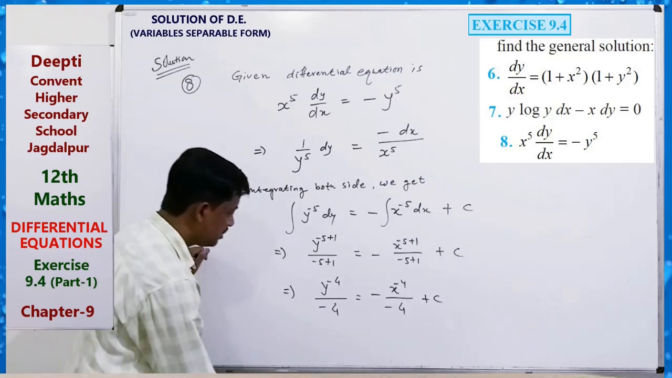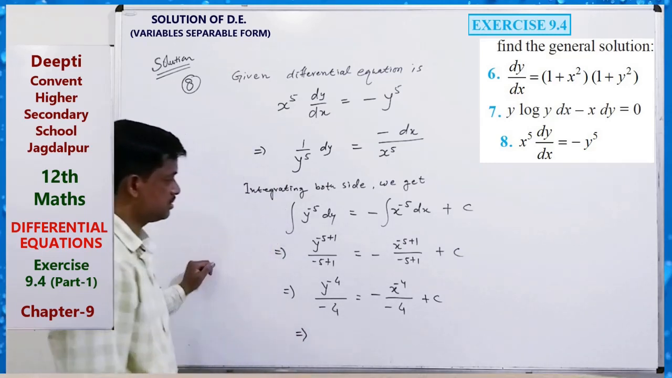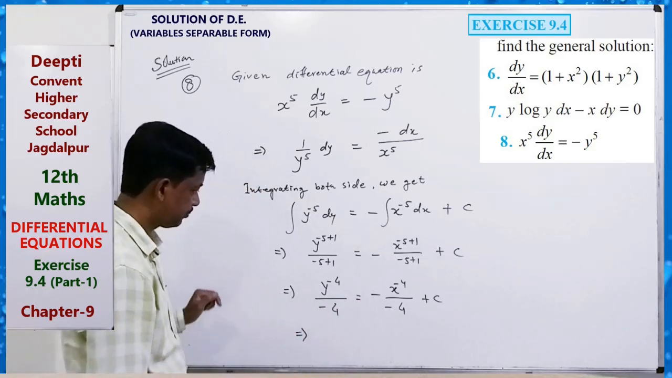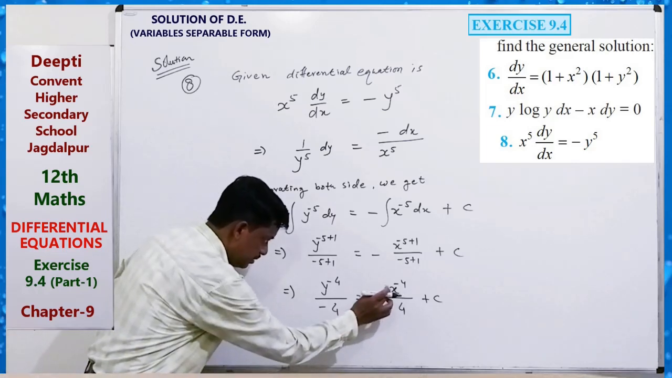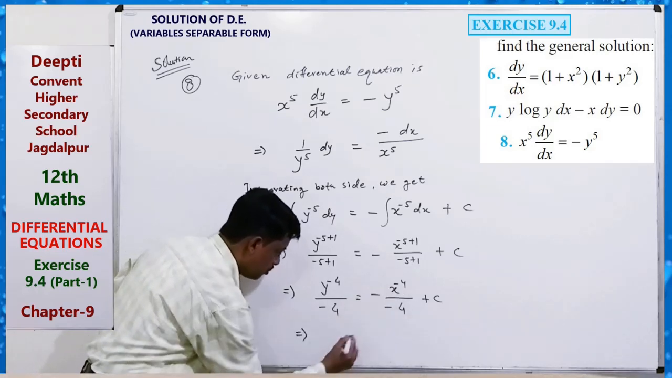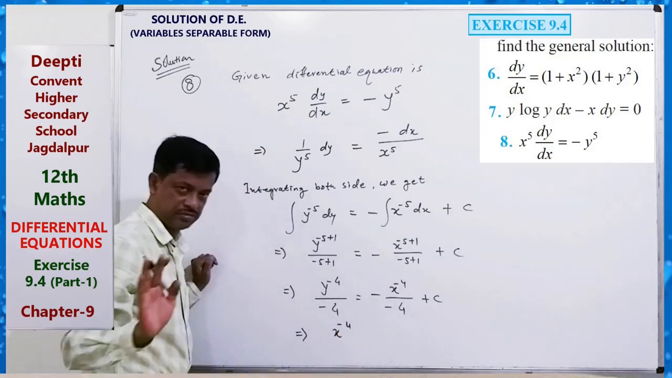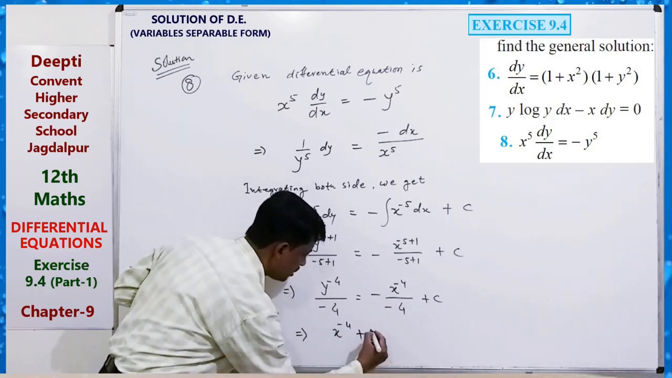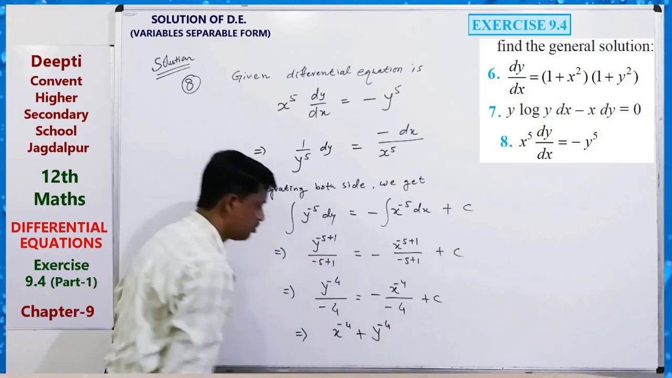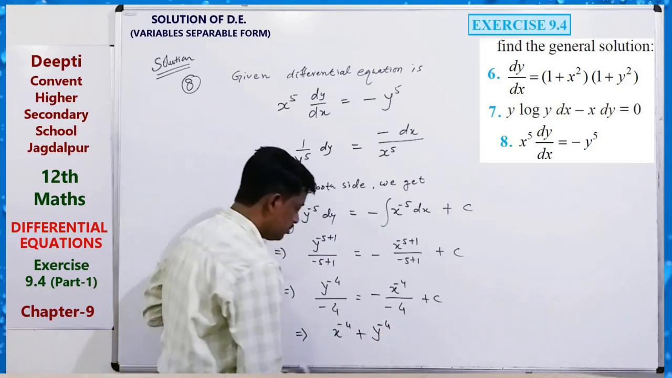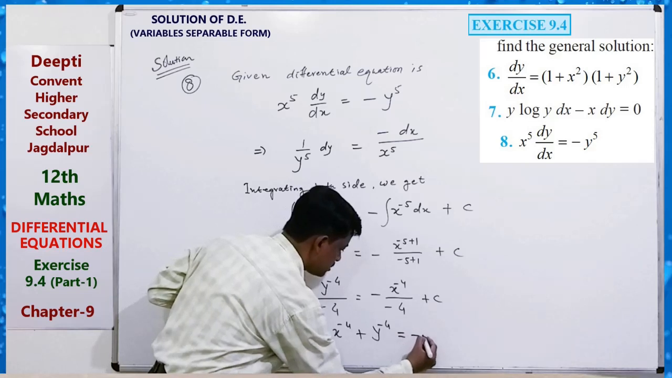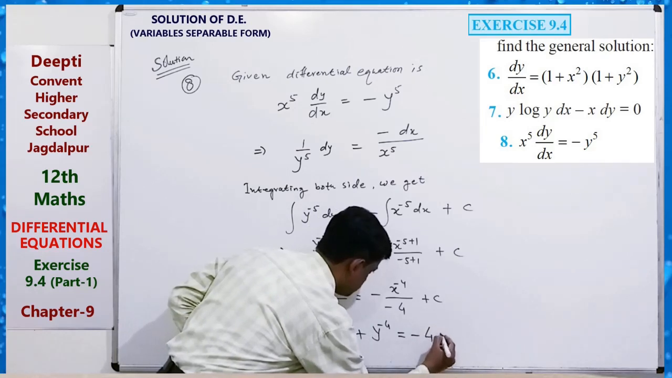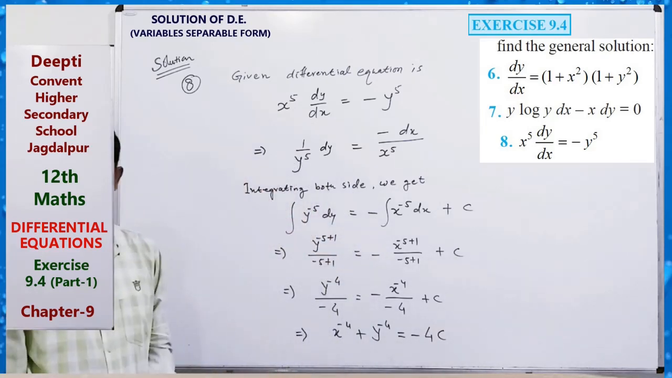Clear? So we can write just like this: minus minus plus. Here this is minus minus plus x to the power minus 4, and minus goes to here, then will be plus y to the power minus 4, and divided by 4 in both. So equals to minus c, minus 4c. You can write like this.